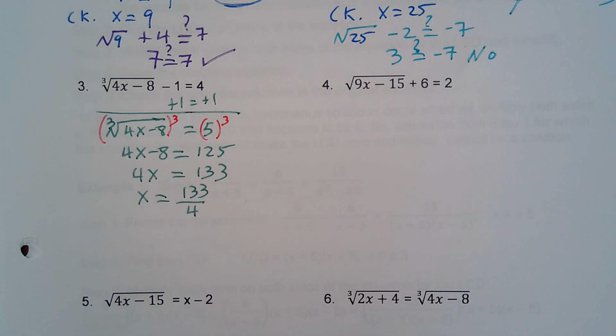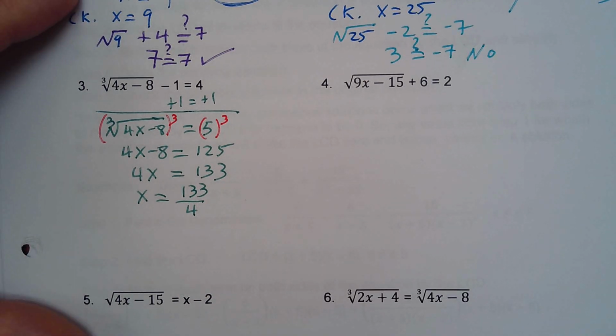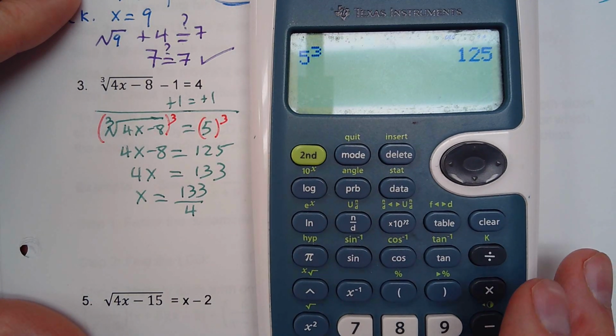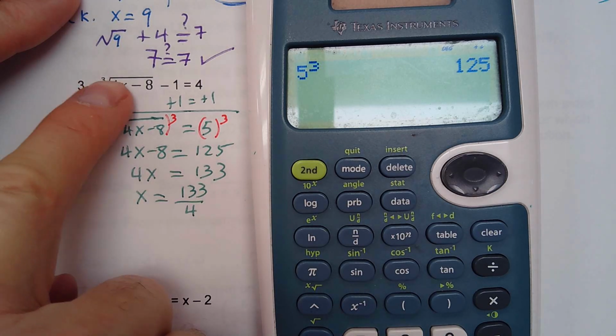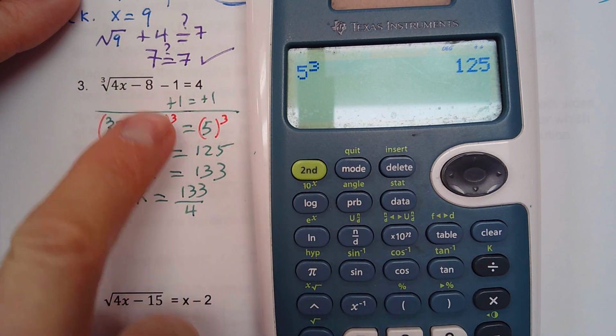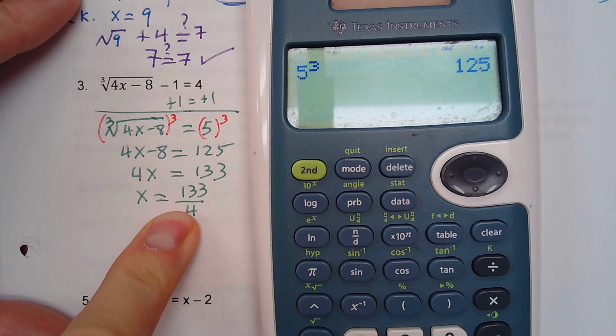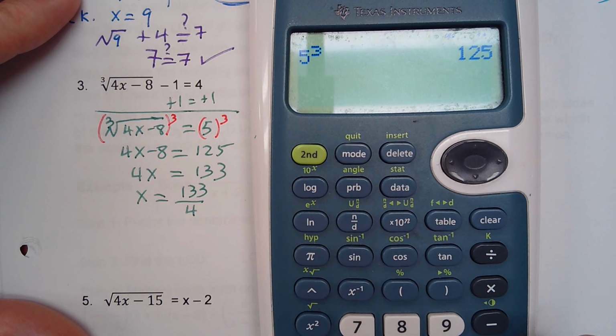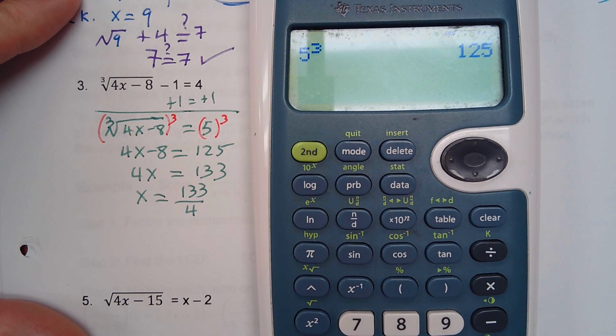Now, since I raised both sides by an odd power, I don't need to do the check. It should work. However, if you want to check it, there's nothing wrong with doing it. Let me show you how to do it on a calculator. So, I want to show that this left side here is going to be equal to the right side when we replace x by 133 over 4. So, first thing I need to do is I need to get a cube root into the game. So, I'm going to type a 3.